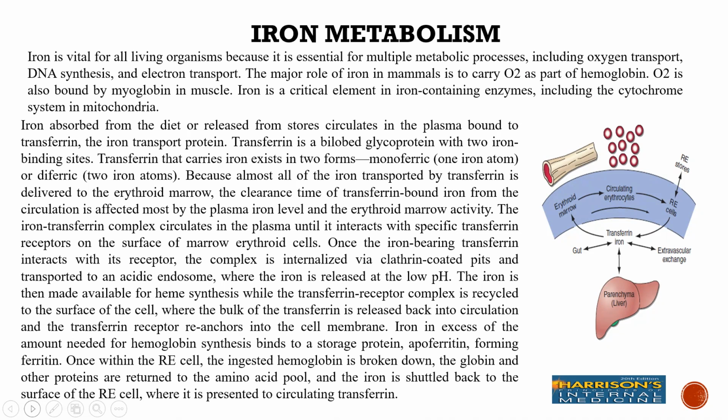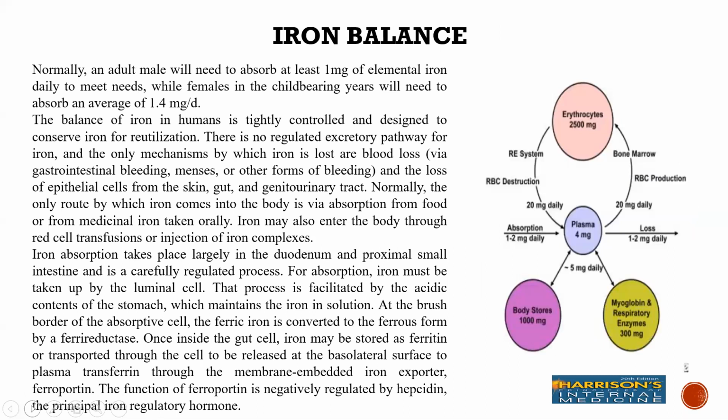Once within the red blood cells, the digested hemoglobin is broken down, the globin and the proteins are returned to the amino acid pool, and the iron is shuttled back to the surface of the red blood cell, where it's presented to circulating transferrin.